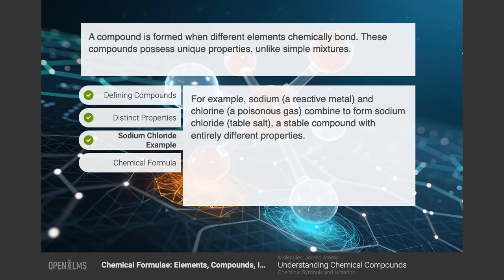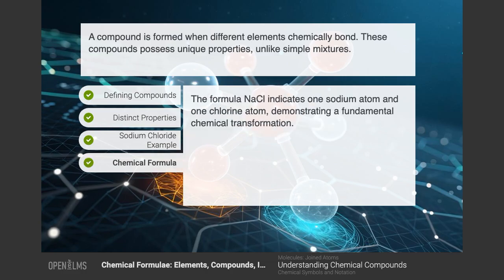For example, sodium, a reactive metal, and chlorine, a poisonous gas, combine to form sodium chloride, table salt, a stable compound with entirely different properties. The formula NaCl indicates 1 sodium atom and 1 chlorine atom, demonstrating a fundamental chemical transformation.